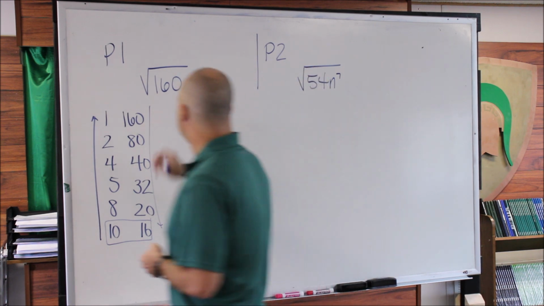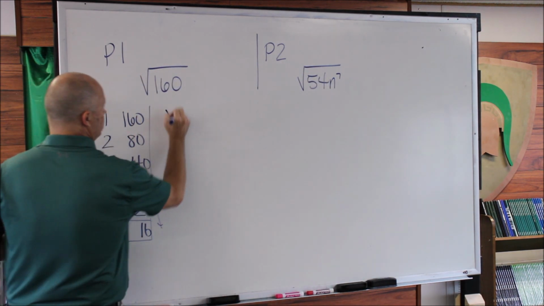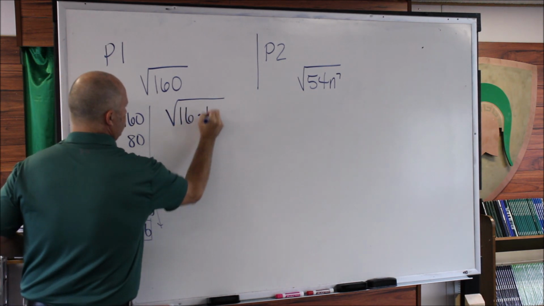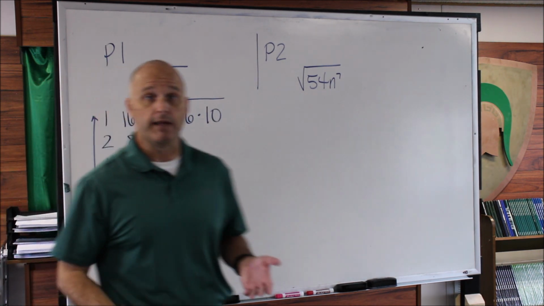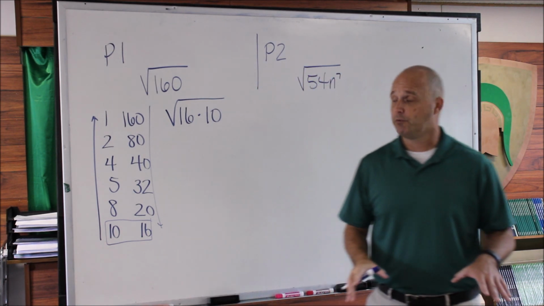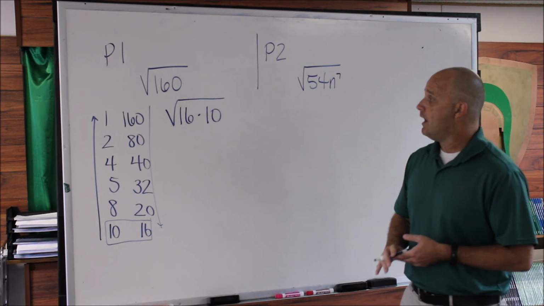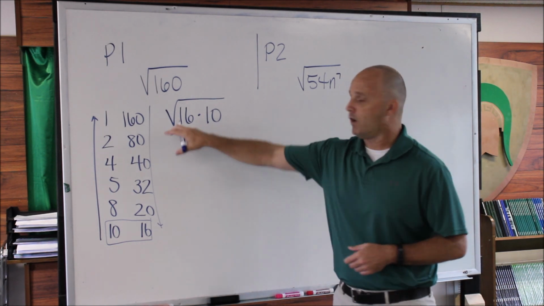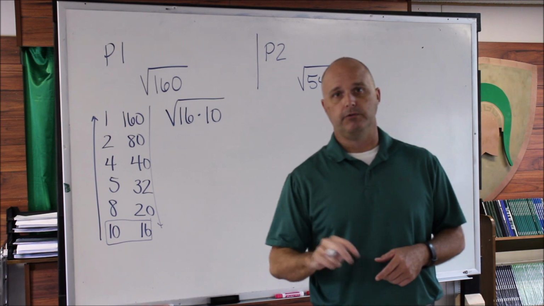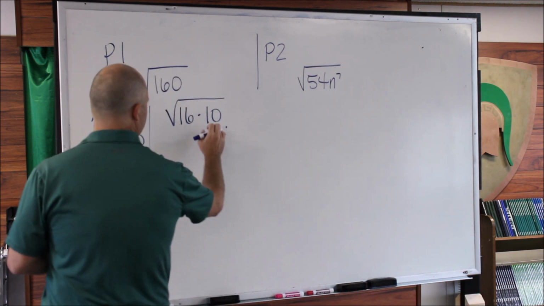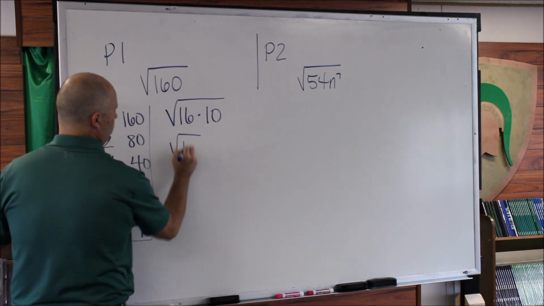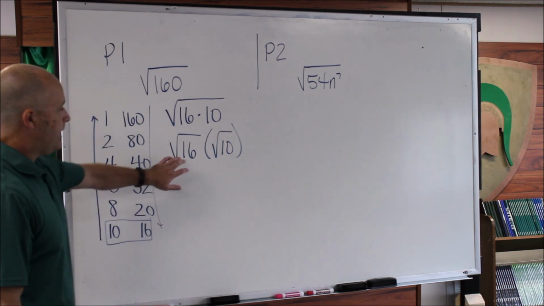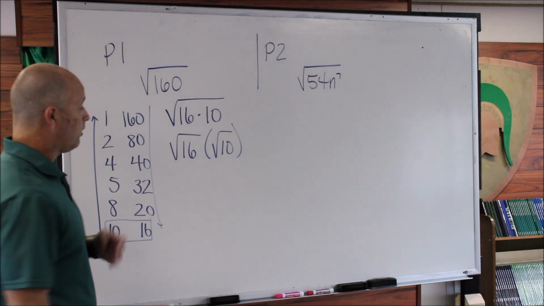So what I can do with this radical now is change this from the square root of 160 to the square root of 16 times 10. You are allowed to do this. There's no issues with doing this process at all. Now the next thing that you can do, if you want to, is take this one radical and break it into 2. So instead of saying the square root of 16 times 10, I can say the square root of 16 times the square root of 10. Now I can take the square root of 16, which is 4.